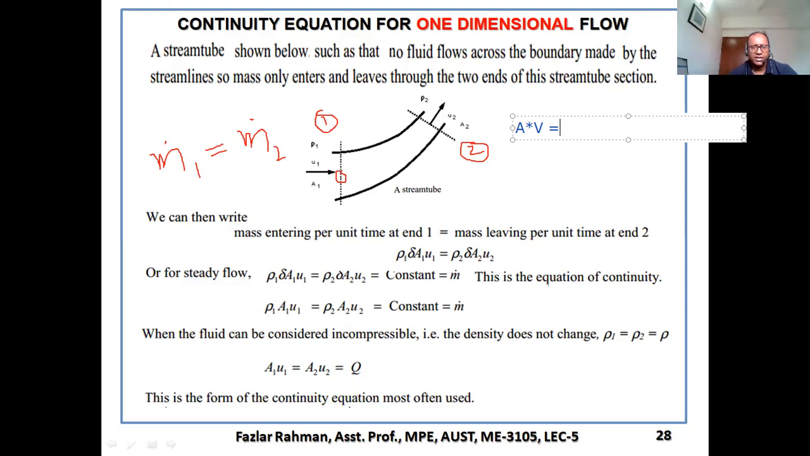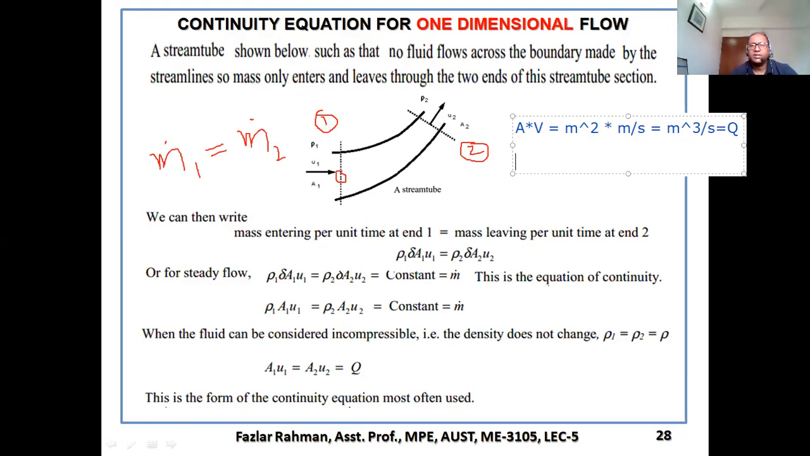The unit of area is meter squared, right? The unit of velocity is meter per second. So finally, you are getting meter cubed per second. That is called volume flow rate, or sometimes only flow rate, and we express it by Q. Now, what will be the unit of Q? Meter cubed per second. But I need m dot.